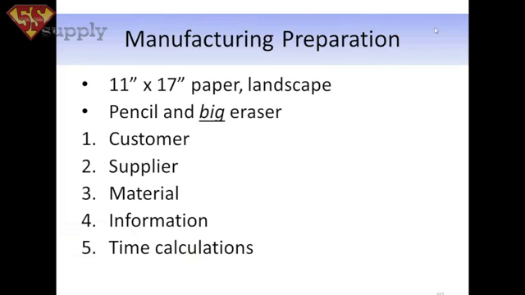All right, so here we're going to do a real quick one for manufacturing. We'll start with 11 by 17 paper, pencil, and a big eraser. We'll go through the customer, supplier, material flow, information flow, and then the time calculations. So the way this will look is, if this screen now is your blank 11 by 17 paper. So here we go, 11 by 17.